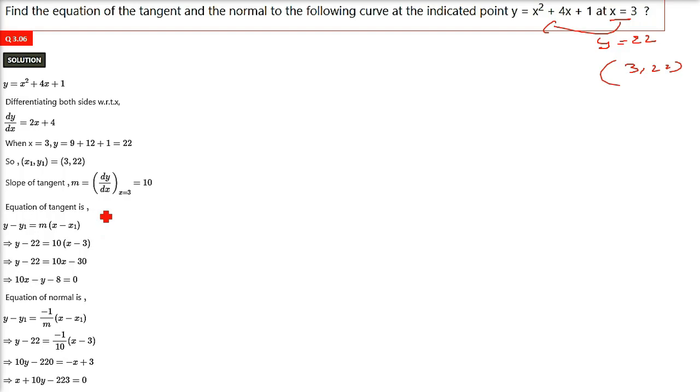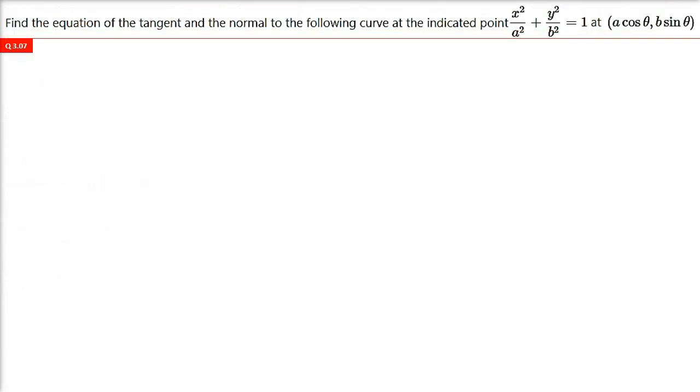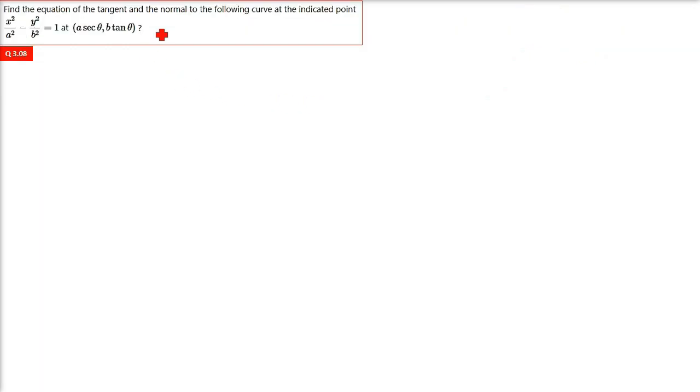Let me show you the solution reference. I don't agree with copying this. I want you to do it by yourself. Find the equation of the tangent and the normal. So this is a different kind of question that we are going to attempt in the next discussion. This question is also like this, but it will be easier for you to understand if you understand the previous question. And we'll do that in the next discussion.